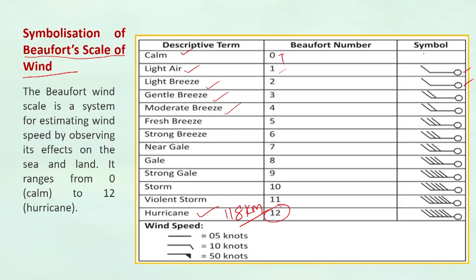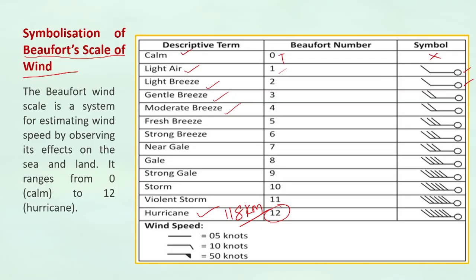Calm means if any one area is experiencing calm type of wind, that area will not have any type of symbol, there is no symbol. Okay, we can understand that. There is no severe wind movement. After that, starting from the light air, we have symbols. If you look at this type of symbol in the weather map, that area is experiencing light air.